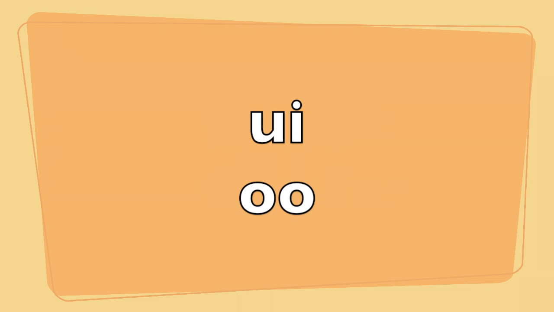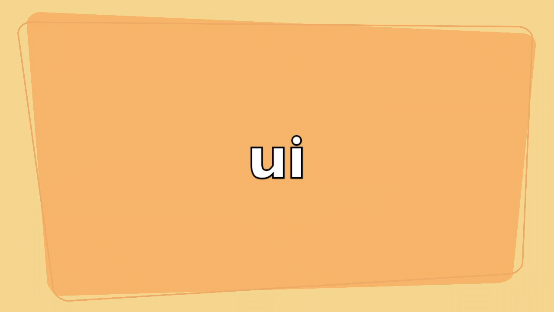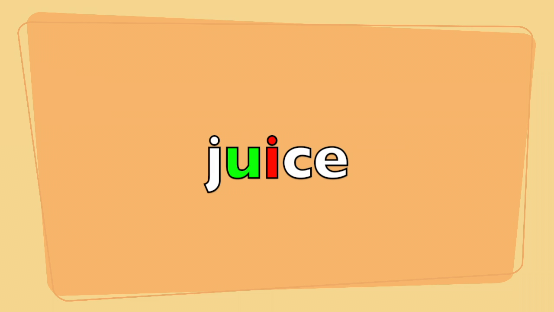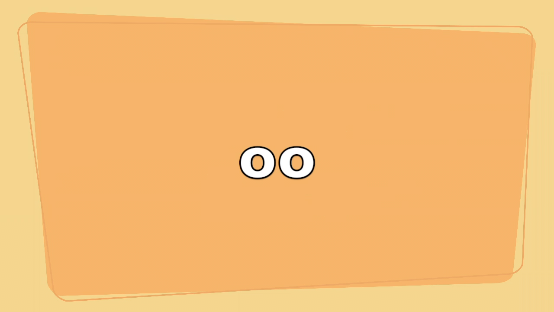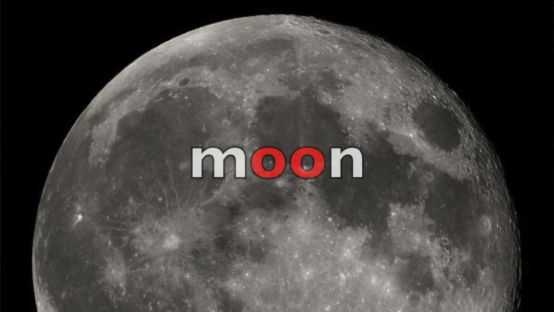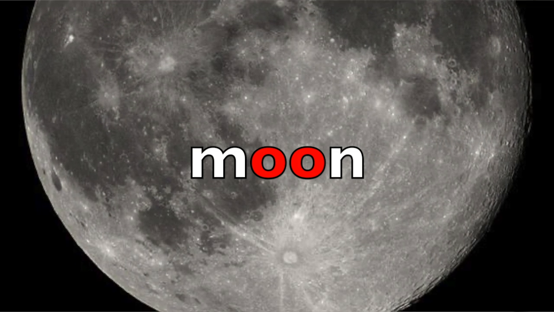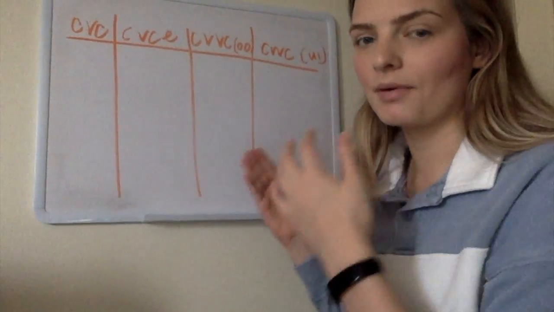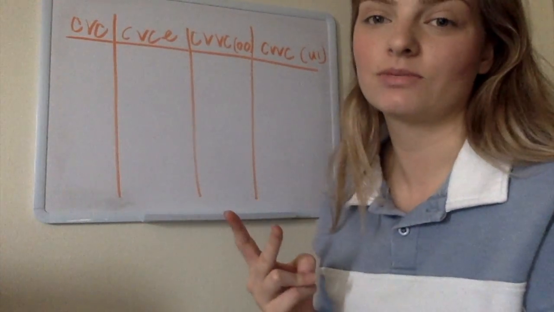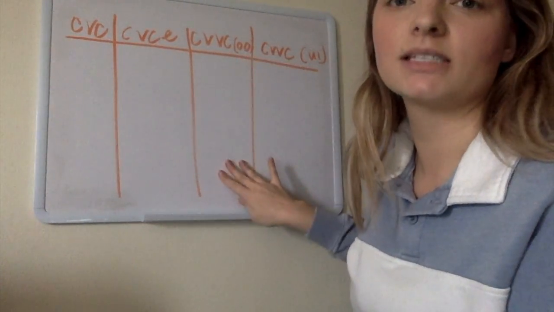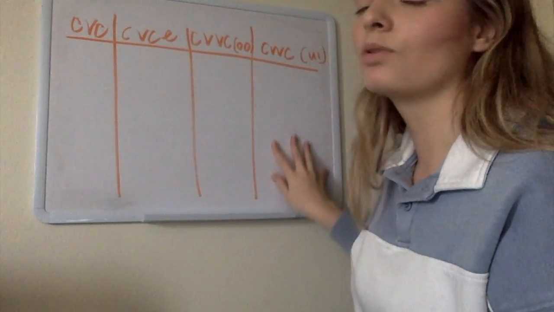So let's take a look at some examples of words with these vowel teams in them. So let's focus on our UI vowel team. Another word that you might see this vowel team in is juice. Fruit and juice. You hear that similar sound, right? With our double O, we also notice that vowel team in the word moon. Moon, right? If you notice, we have a lot more columns than usual. We have an extra column because we have our two different vowel teams, right? We have our double O vowel team, which is going to be in this column, and we have our UI vowel team, which will go in this column.